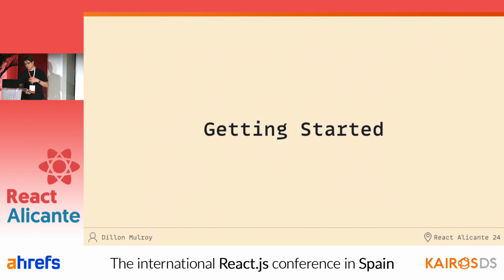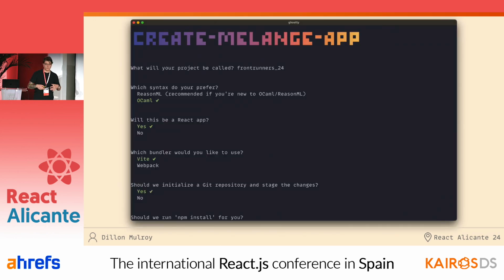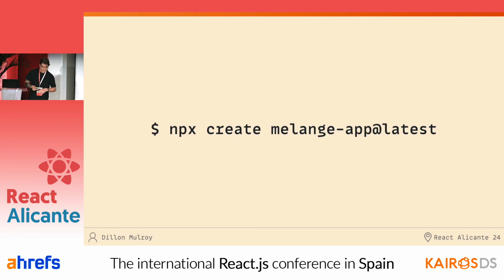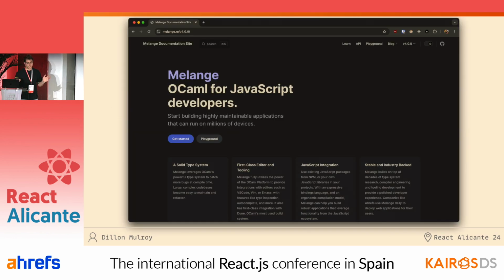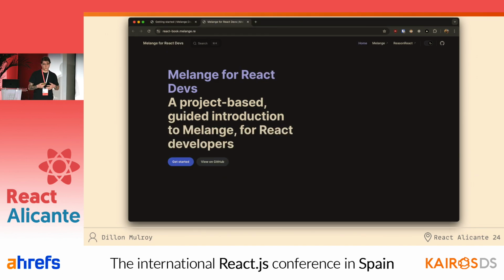So if you're wondering how to get started, the easiest way, in my opinion, is using Create Melange App, which is a tool that will help scaffold this out. You can simply do that by running npx create-melange-app@latest. You can also find really good documentation at melange.re. There is also a book, React for Melange Developers, free online, where you can walk through basically a full course on how to build a real application using Melange, React, OCaml.